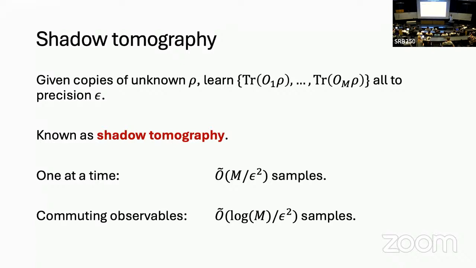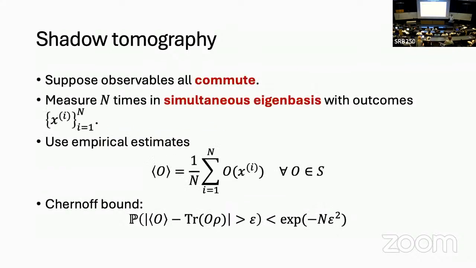If the observables commute, then we can do this with log m over epsilon squared samples. Why is that? I have a very brief slide on this. We can just measure in the simultaneous eigenbasis. Intuitively, this will make sense to everyone, that you get information about all of these observables at the same time. But formally, you can just use the empirical estimates, and the Chernoff bound gives you this guarantee.